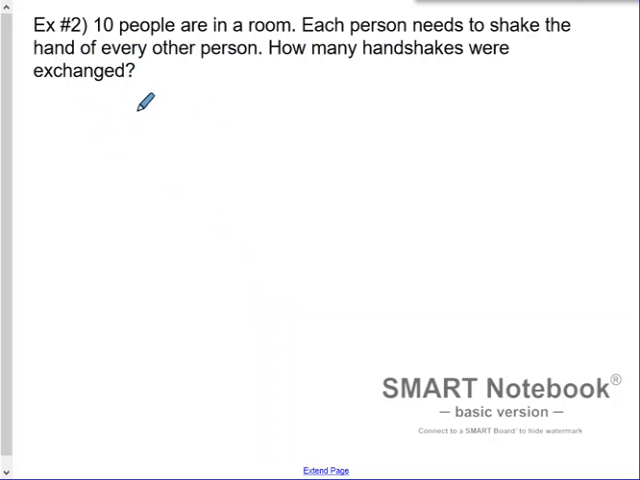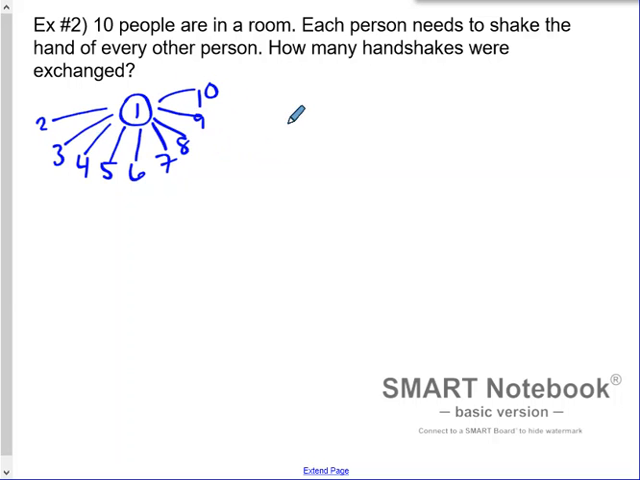I have 10 people. So let's say I have my first person and they're going to go and shake hands with everybody. So my first person is going to go shake hands with person number 2, 3, 4, 5, 6, 7, 8, 9, and there's all my 10 people. Now that first person will shake hands 1, 2, 3, 4, 5, 6, 7, 8, 9 times. So when I have 10 people shaking hands, I'll have 9 handshakes. So number 1 is going to go and get everybody. Okay, now my person number 1 has shook hands with everybody.